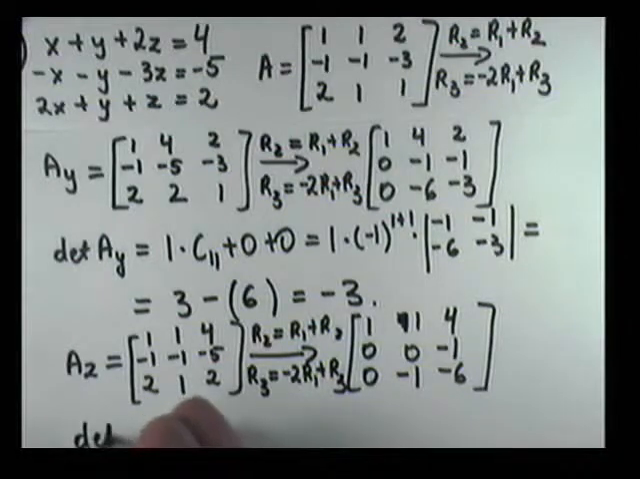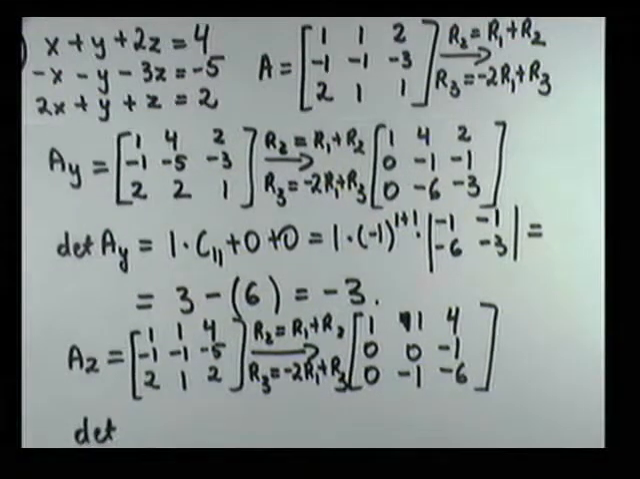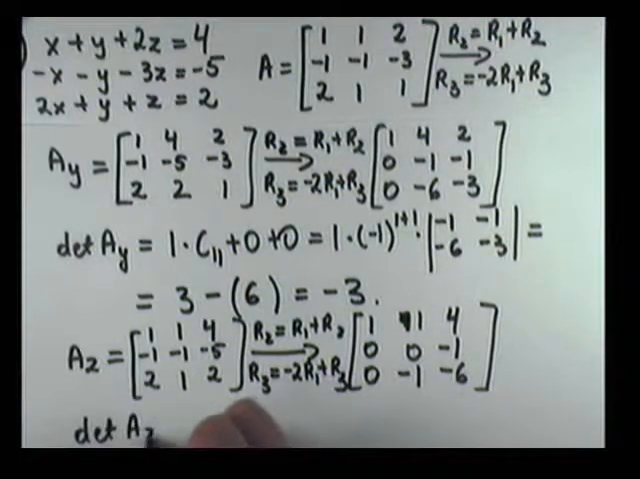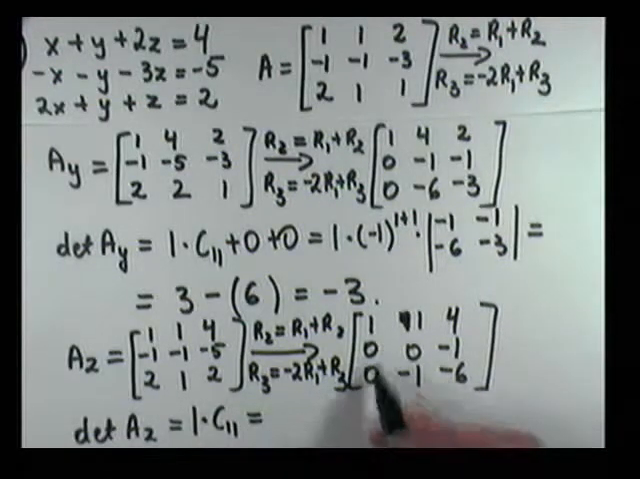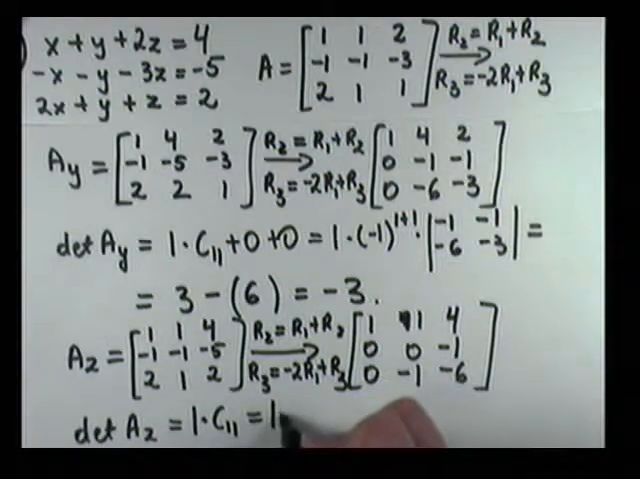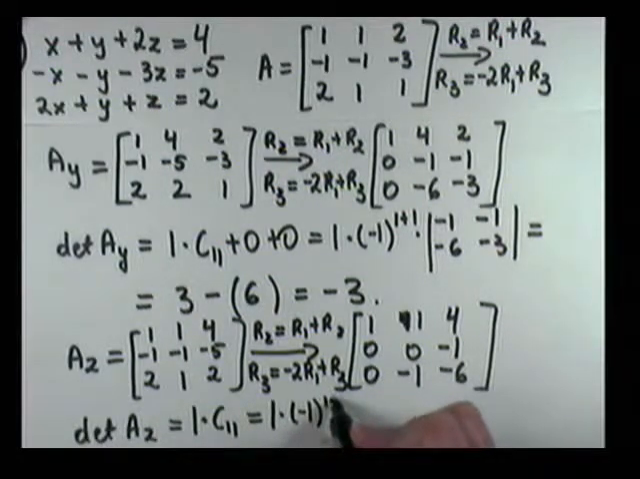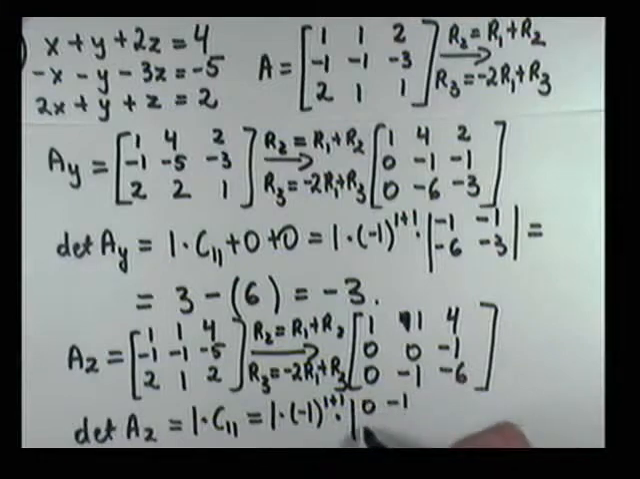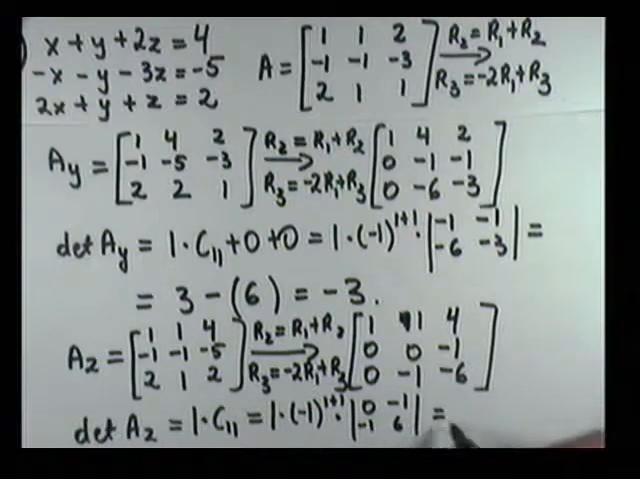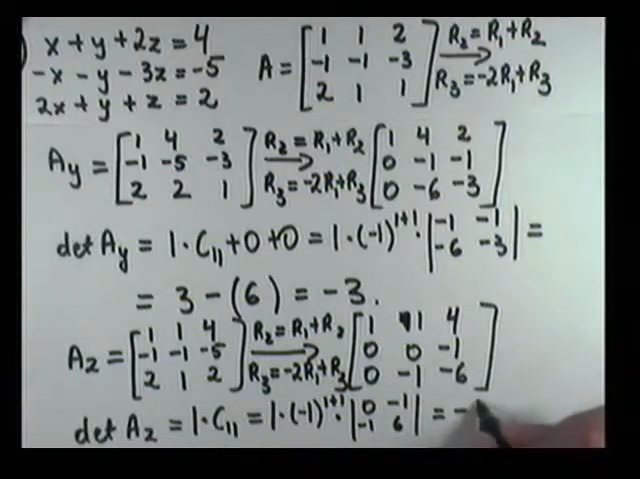So determinant of A sub z is equal to 1 times the cofactor of 1, 1 plus 0 plus 0. So it's 1 times minus 1 to the power 1 plus 1 times, delete the first row, first column, so we have 0, minus 1, and 6. So this is 0, minus 1, it's minus 1.